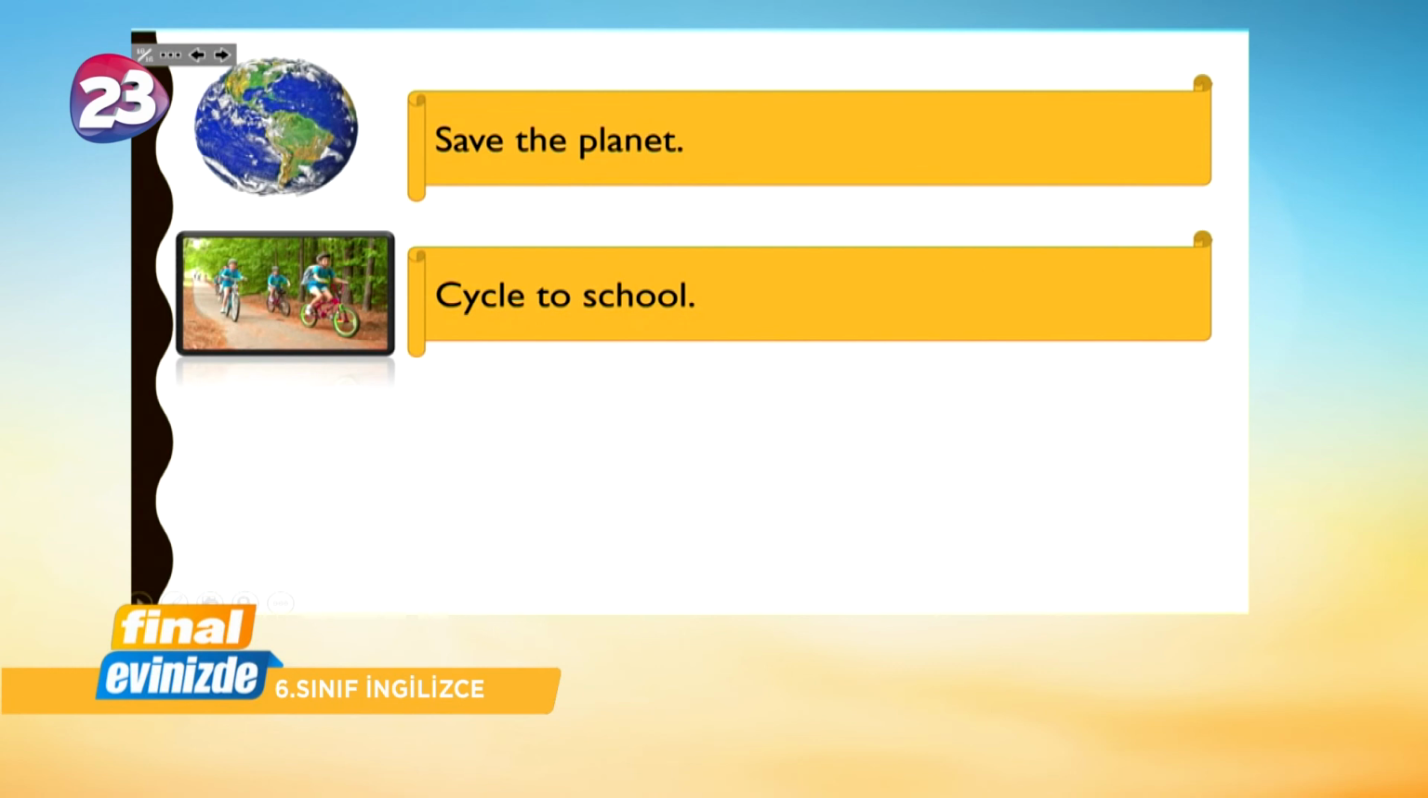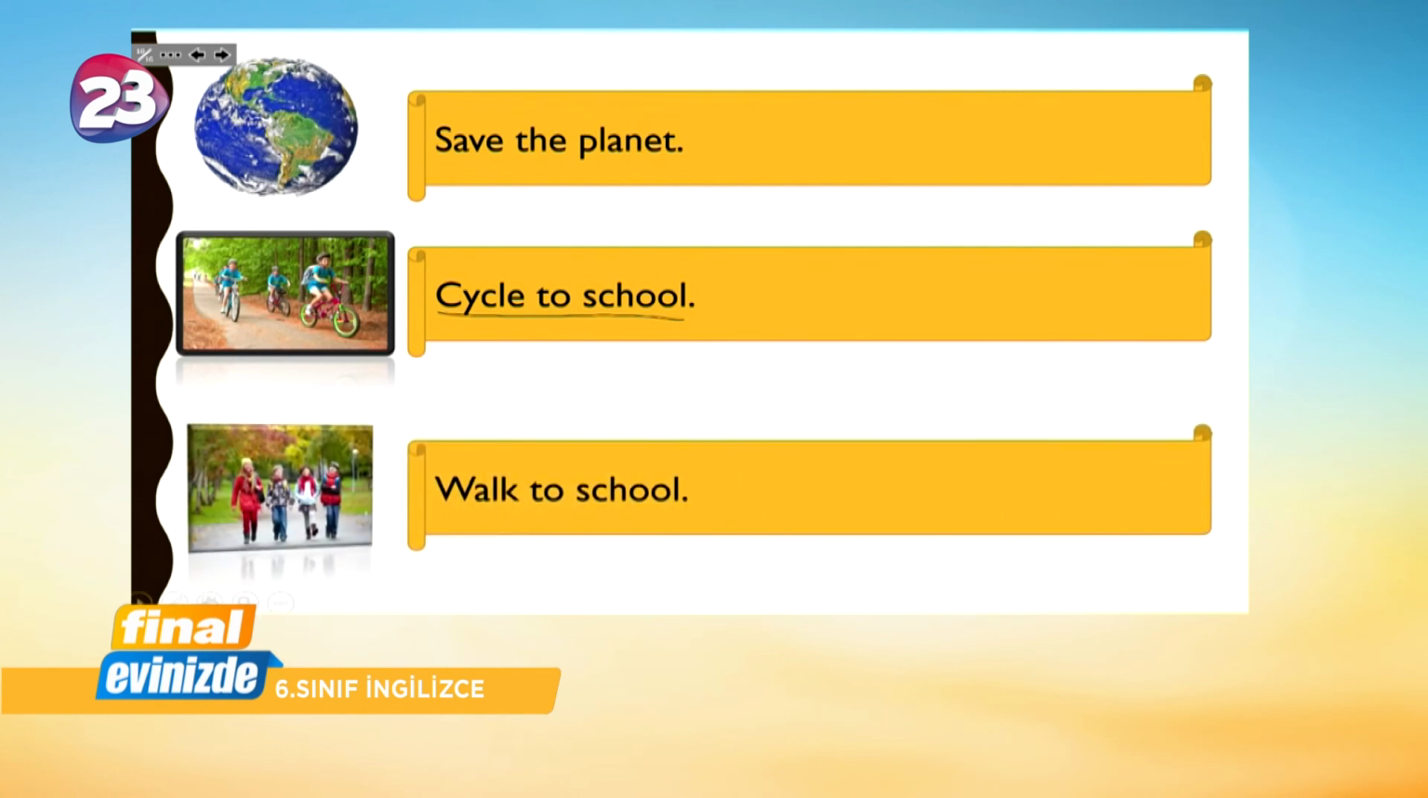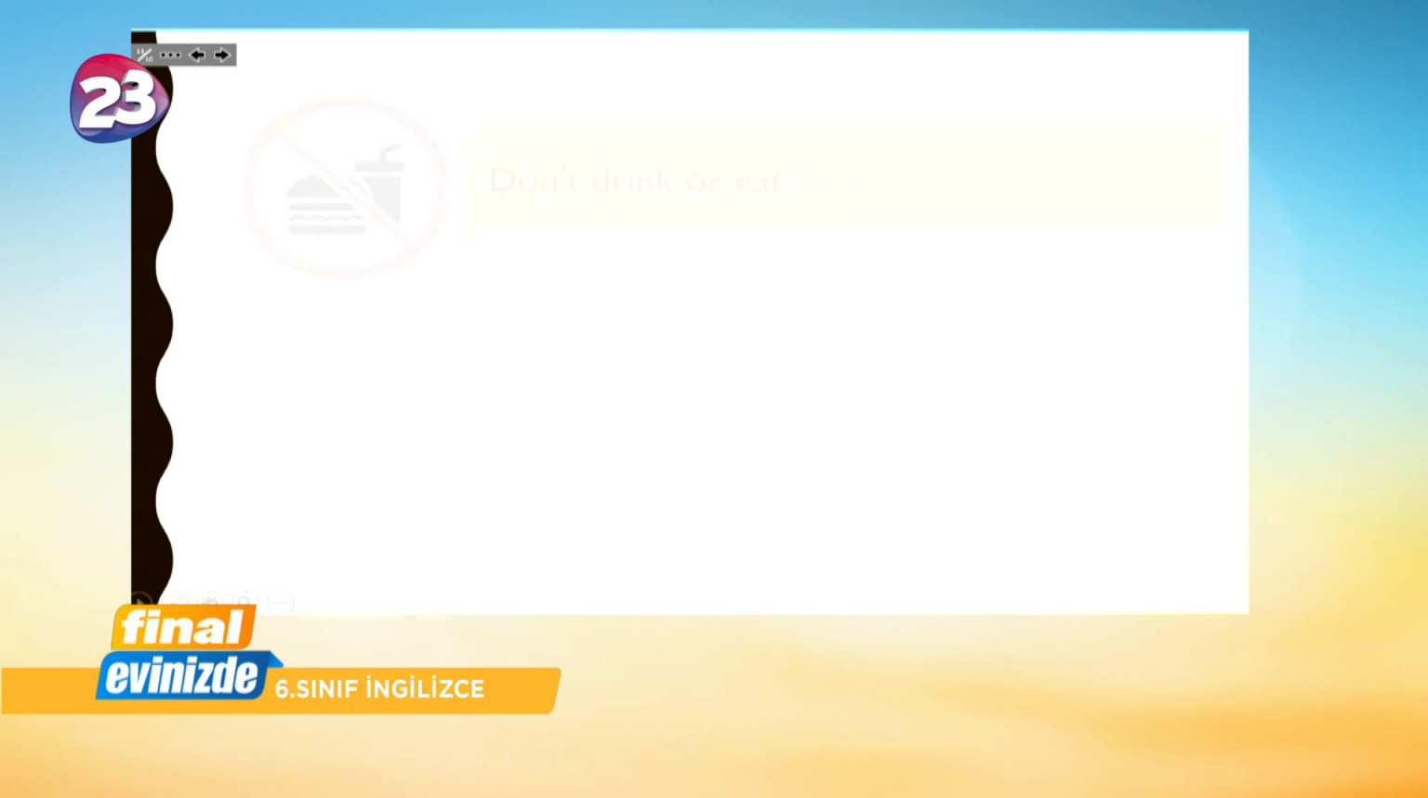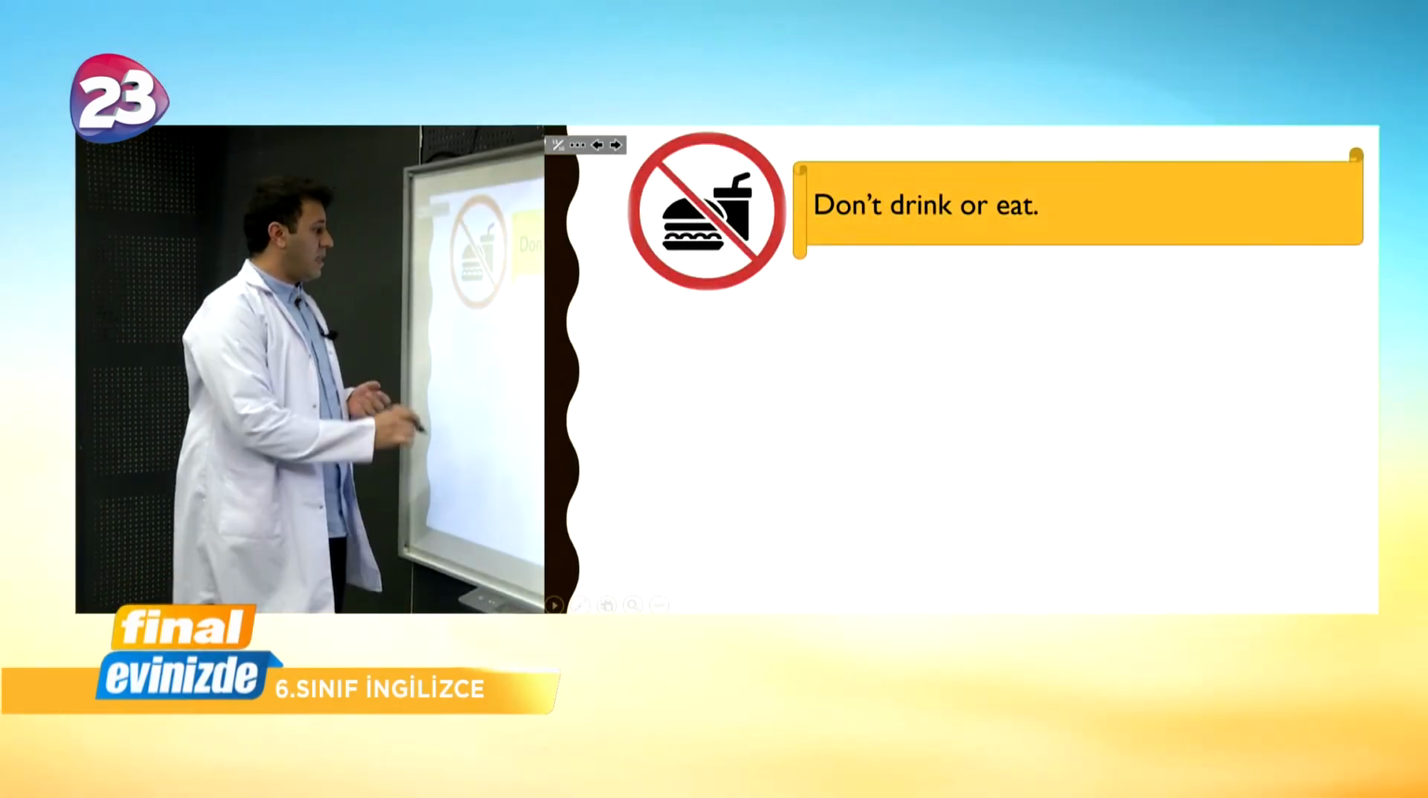Cycle to school, okay? Instead of going to school by your private car, if you cycle to school, it will be better. This way, you won't pollute the environment. Walk to school, okay? Because walking is a kind of healthy activity. That's why you can prefer it. What am I doing now? I give suggestions, I give advice. Walk to school.